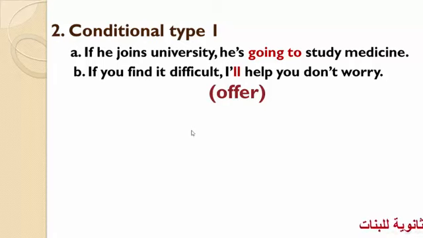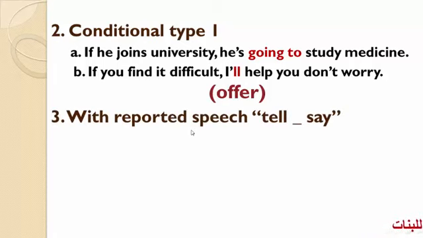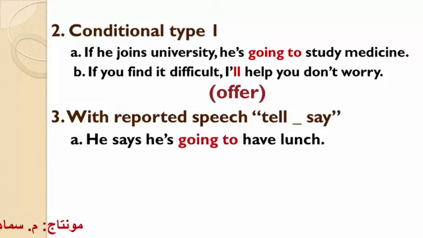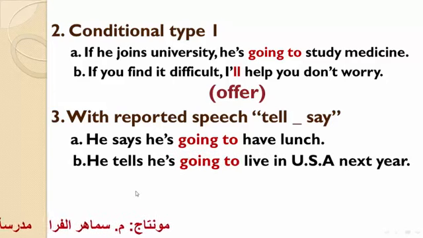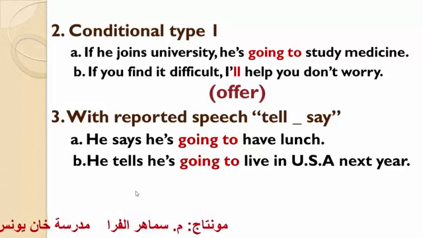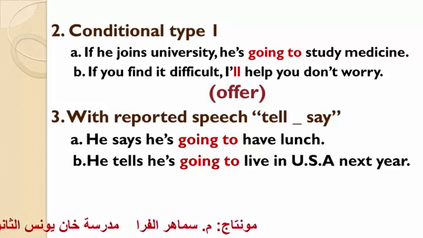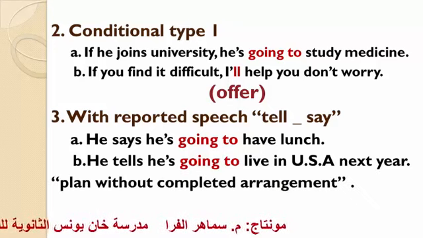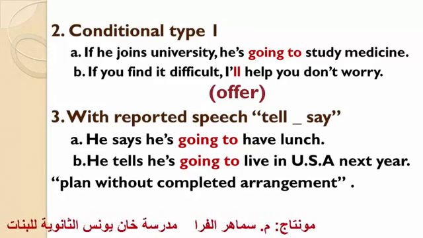Don't forget that. Let's have the third use of going to, with reported speech with two verbs, as you know, tell or say. Let's have the examples. A: he says he's going to have lunch. B: he tells he's going to live in the USA next year. He's going to live in the USA next year, and here there are no completed arrangements. It is just a plan without completed arrangements.